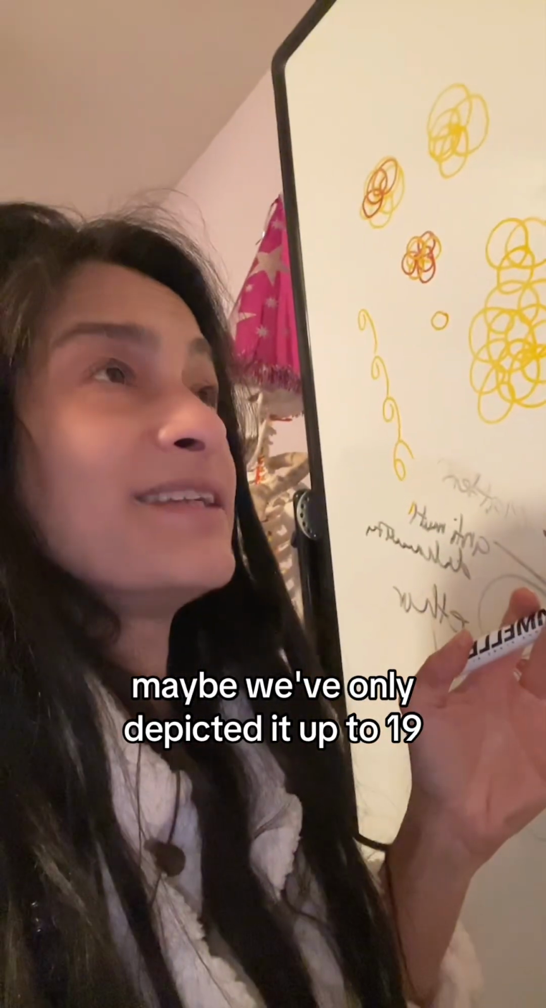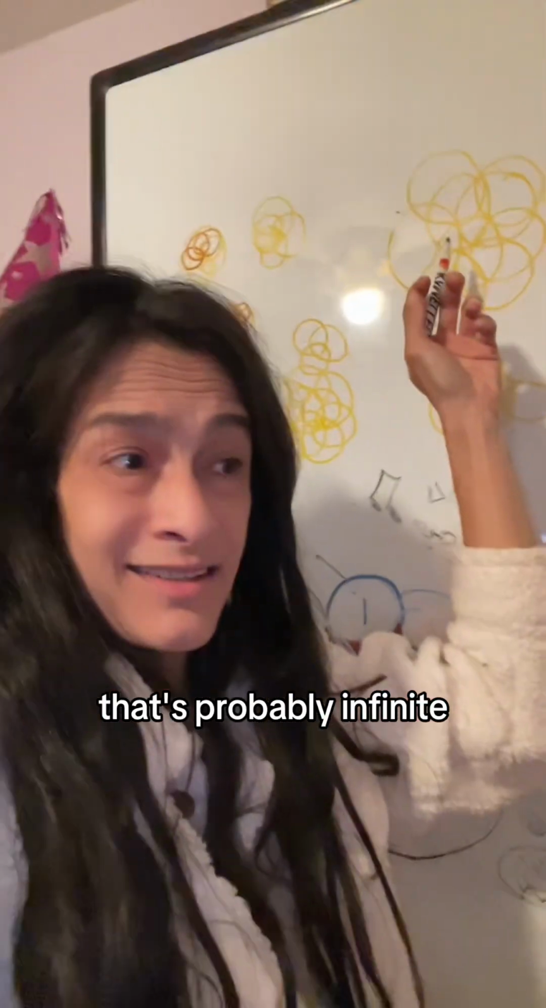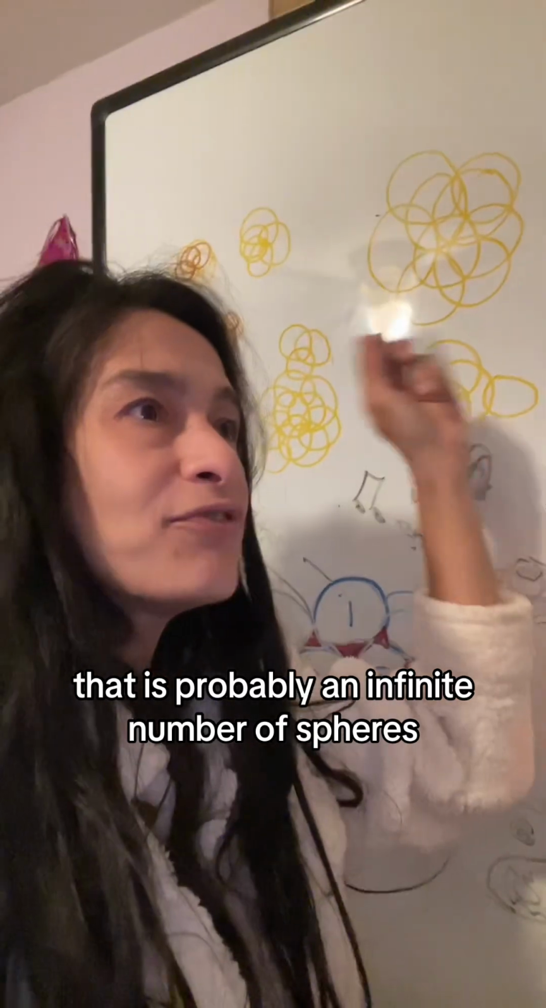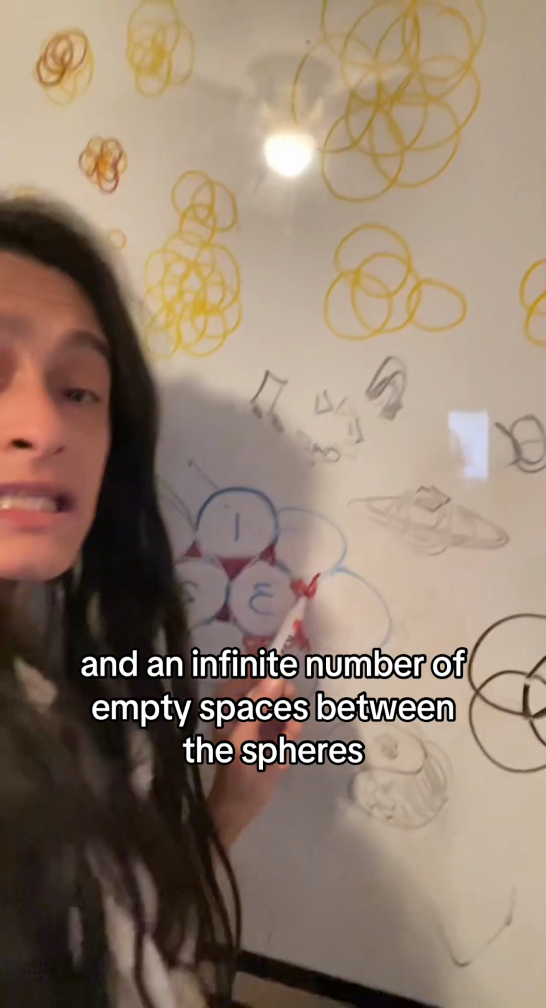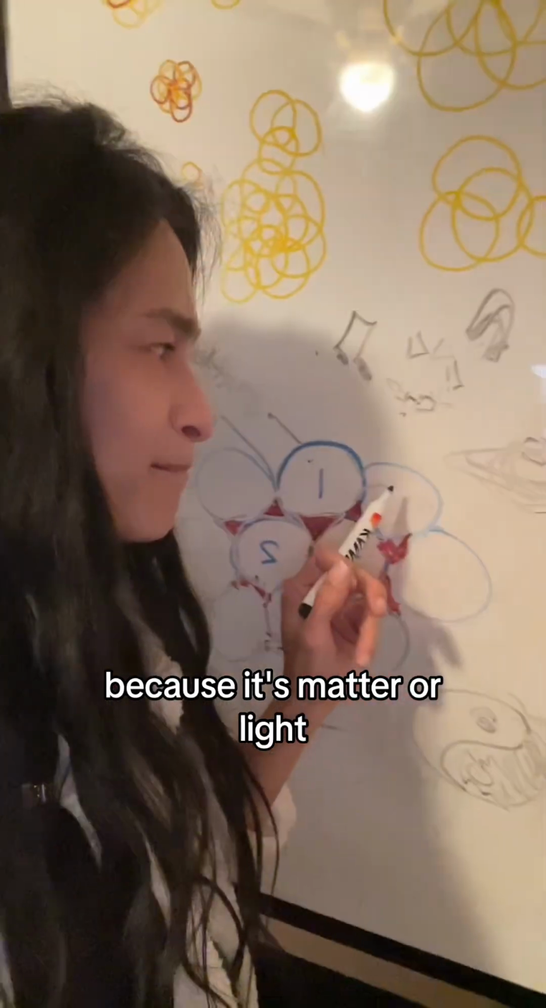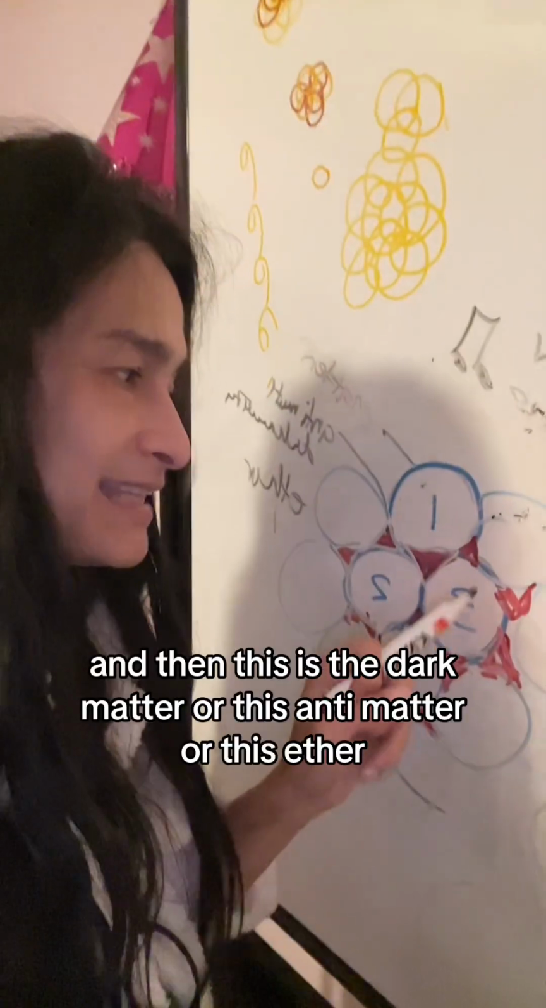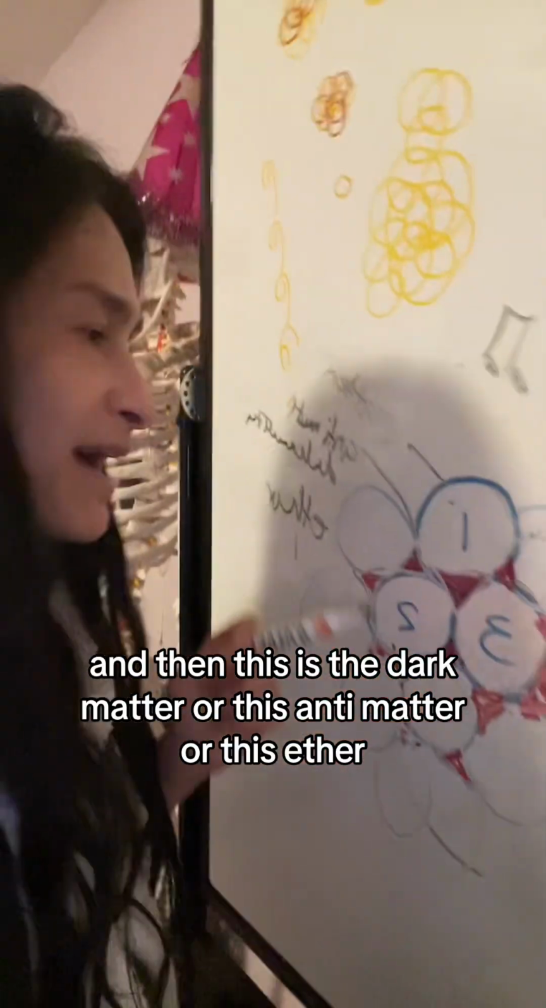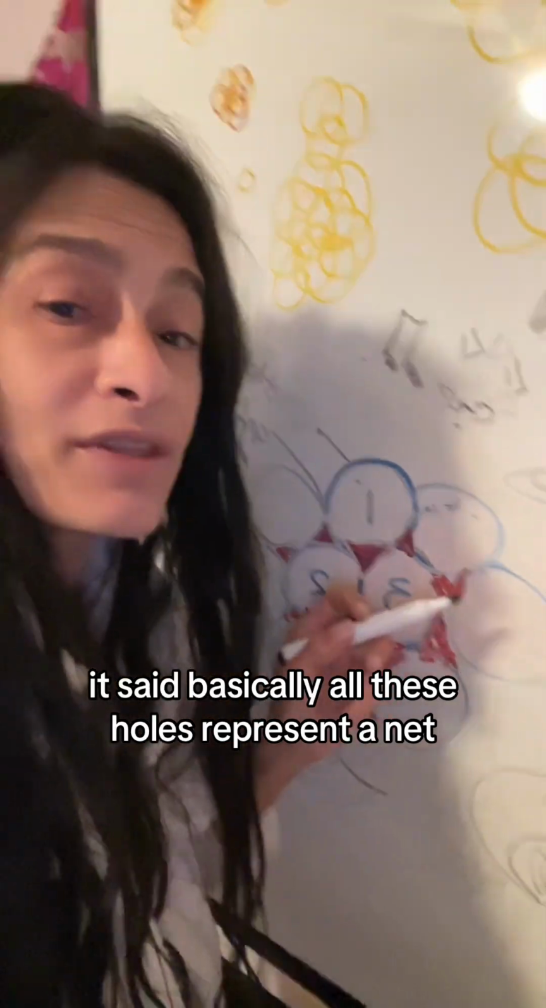So now it doesn't mean that it stops at 19. Maybe we've only depicted it up to 19. That's probably infinite. That is probably an infinite number of spheres and an infinite number of empty spaces between the spheres, which is dark matter, because it's matter or light, and then this is the dark matter or this antimatter or this ether. Either way, this ether net, which this is a net, basically all these holes represent a net, and this is the Ethernet. We all know what that is. It exists everywhere. It's just depending on what you connect, that's what you're able to make visible. That's how this universe works.